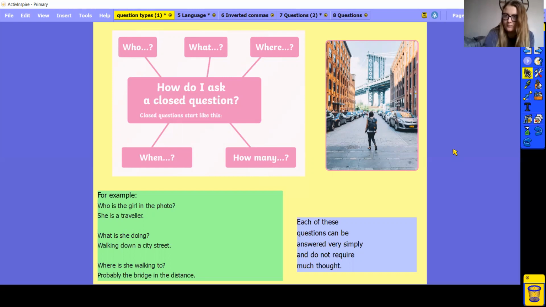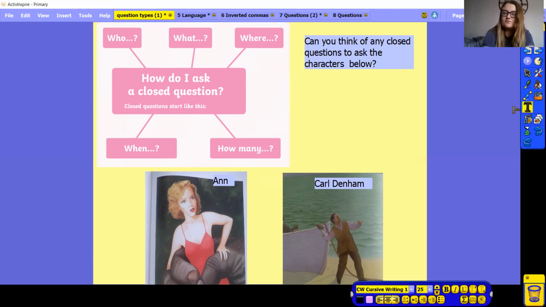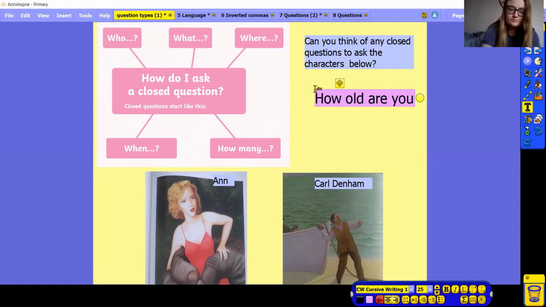So you can really tell there that closed questions are trying to give you very simple answers that don't require much thought. So for your first task today, I'd like you to think of some closed questions that you could ask Anne and Carl Denham. I'd like you to think of 2 questions that you could ask each of the characters. So for example, Anne, you may ask simply, how old are you?